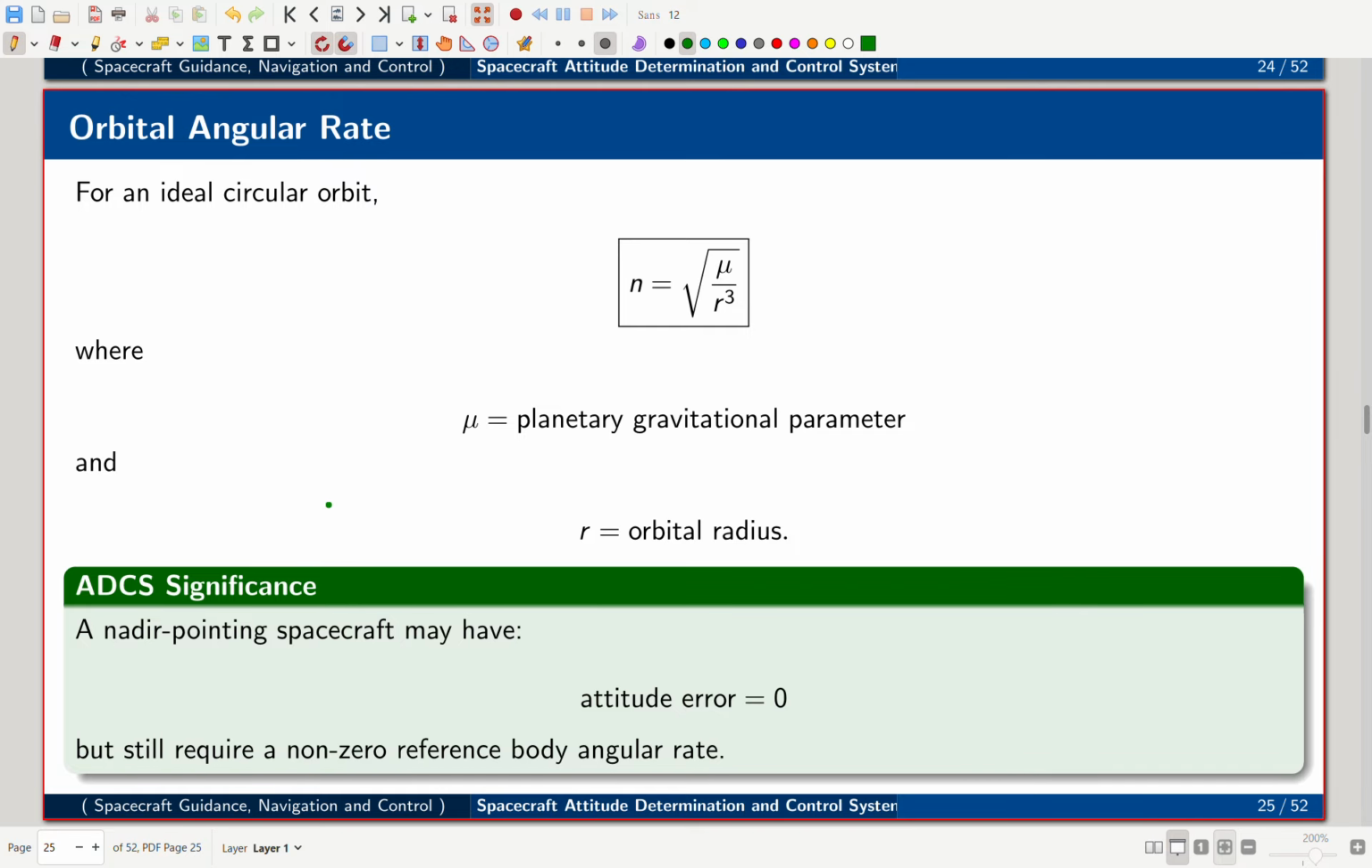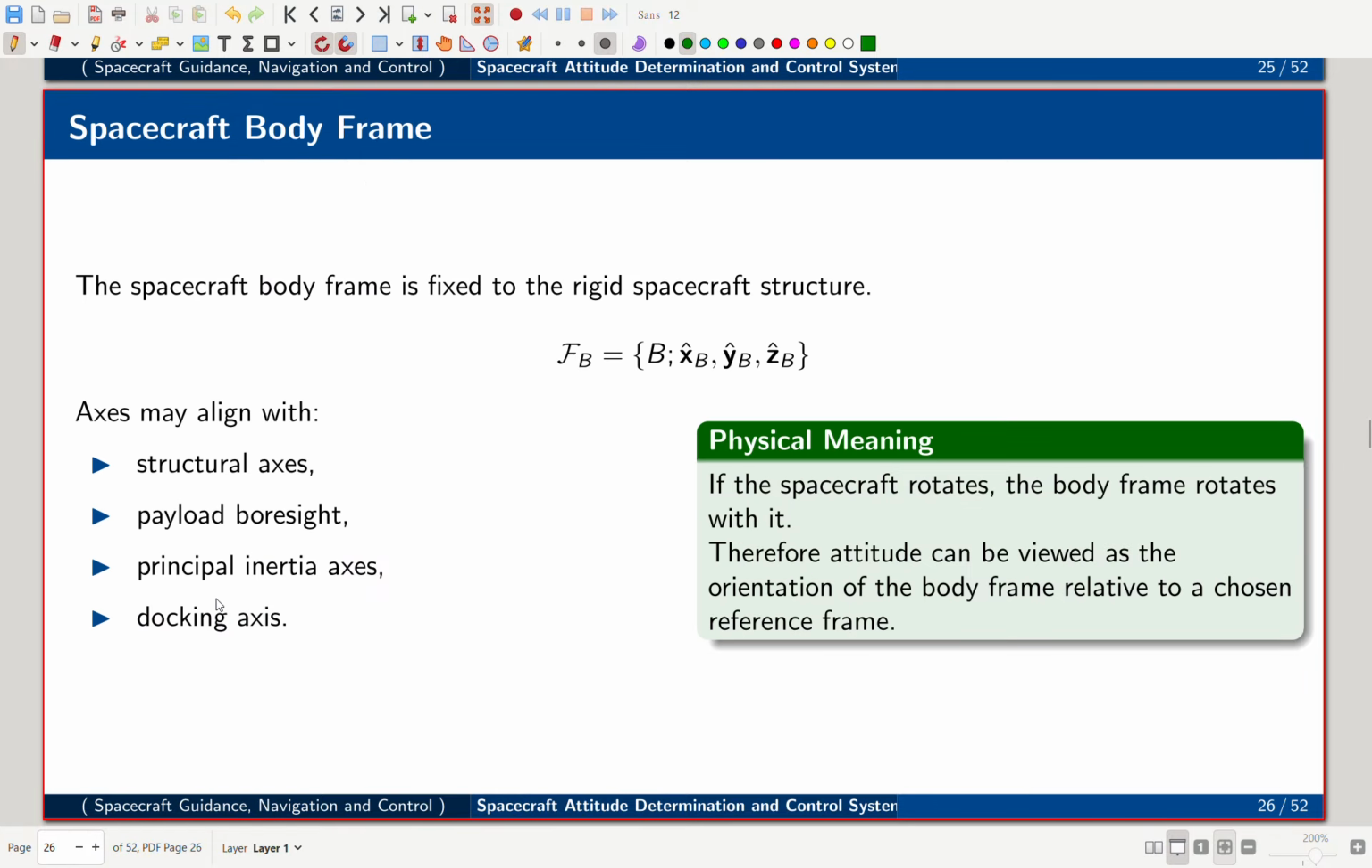Okay, so the orbital angular rate for an ideal circular orbit, n, is equal to the square root of mu by r cubed. Mu is the planetary gravitational parameter, we will discuss it, and r is the orbital radius. So ADCS significance: a spacecraft may have attitude error equal to 0, but it still requires a non-zero reference body angular rate, right?